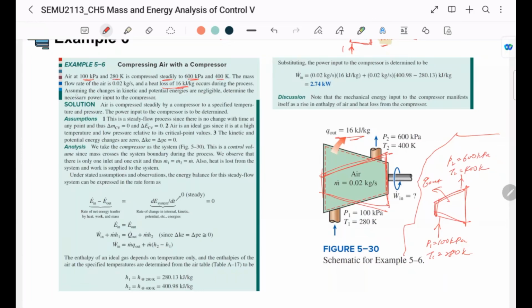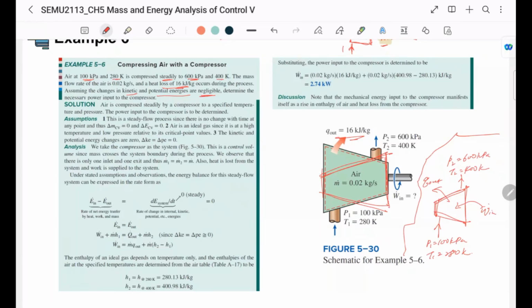During the process, assuming the change in kinetic energy and potential energy are negligible, determine the necessary power input to the compressor. So how much is the work input for this to happen? That's what the question is asking.